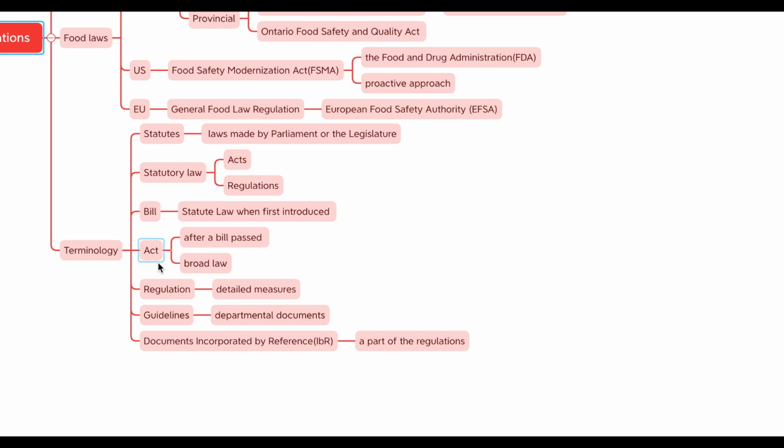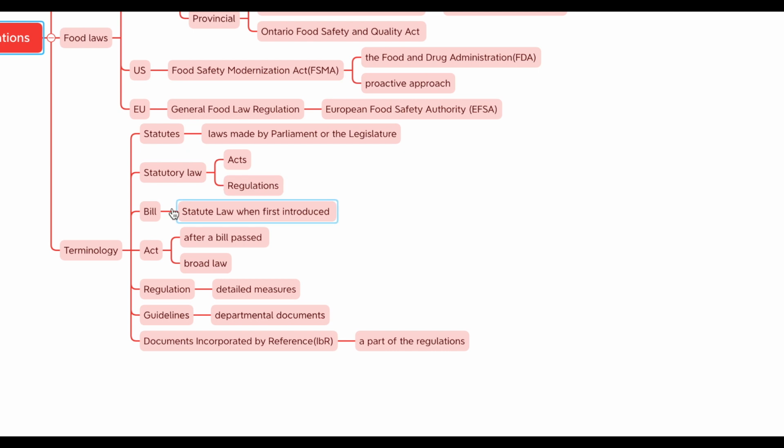Acts and regulations both have legal force, but an act is made by the legislature, while regulations are made by an authorized body under the act. Okay, and then we're gonna look at the statutes. Statutes are laws made by Parliament or the legislature and are also known as acts. And statutory law is written law passed by the legislature. It includes acts and regulations.